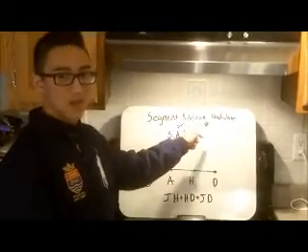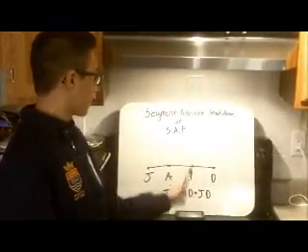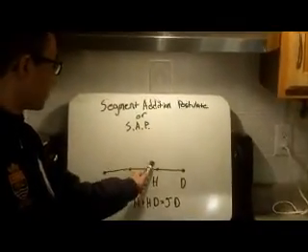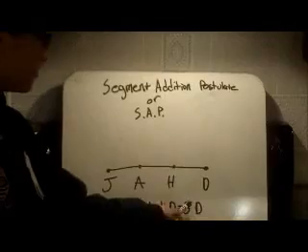As for the segment addition postulate, or SAP, JH plus HD equals JD.